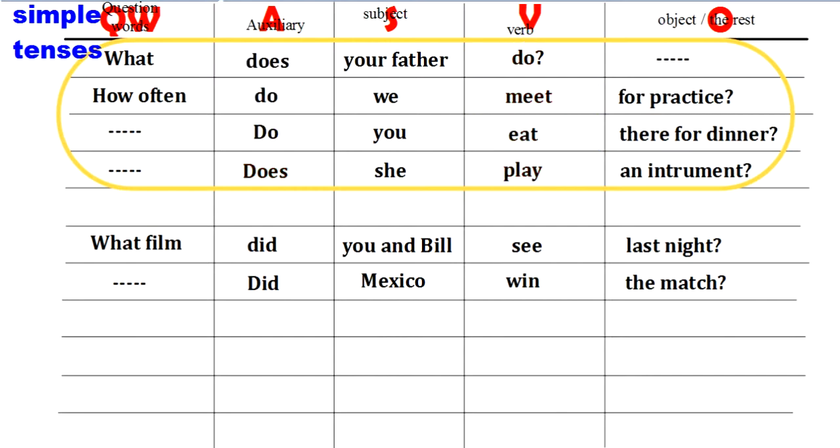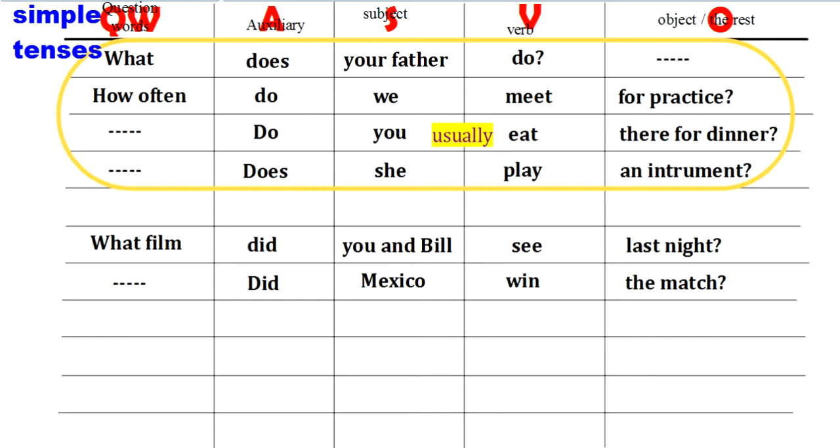Before we go on, I'd like to just note a little thing here about adverbs. We saw in the statements video that adverbs can be put within the SVO pattern, and the same thing for the QWASVO pattern. They will appear here. If the adverb is related to the verb, it's part of the verb phrase, you can stick it between the subject and the verb. So I can say, do you eat there for dinner? Or do you usually eat there for dinner? And the word usually should appear in this position.